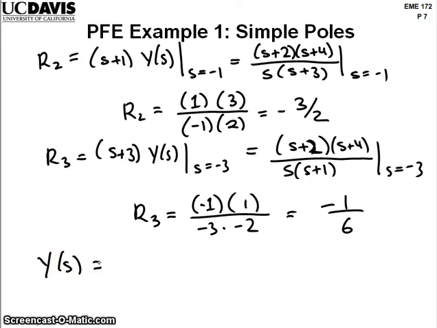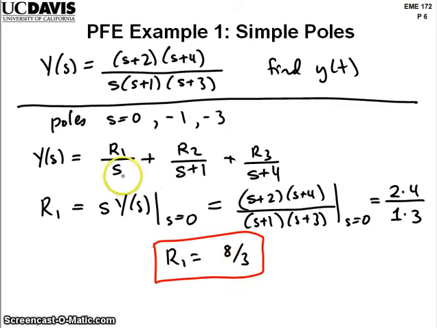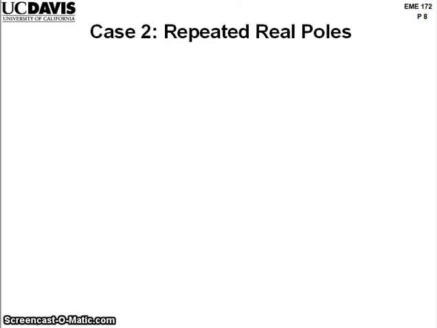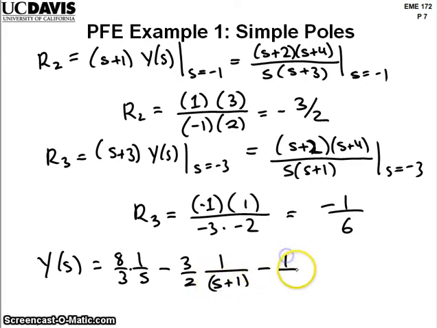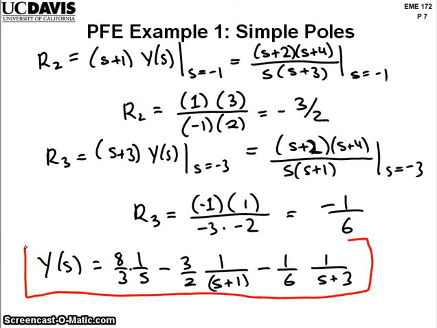Okay, and so now we can write what Y of s is. Looking back on the previous page, R1 is 8 thirds. The way I wrote it is R1 over s, R2 over s plus 1, R3 over s plus 3. So I get 8 thirds times 1 over s, minus 3 halves times 1 over s plus 1, minus 1/6 times 1 over s plus 3. Okay, so this is Y of s, the partial fraction expansion for Y of s.